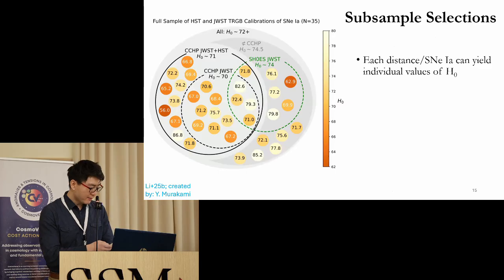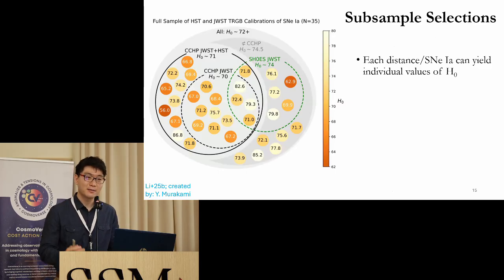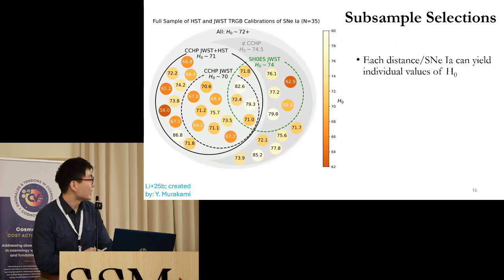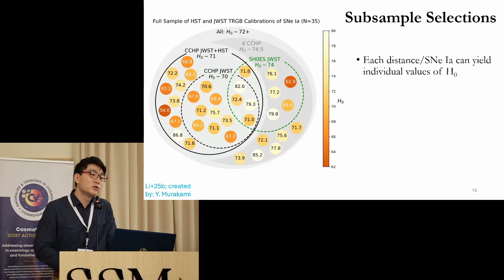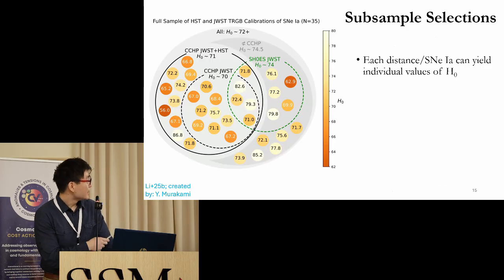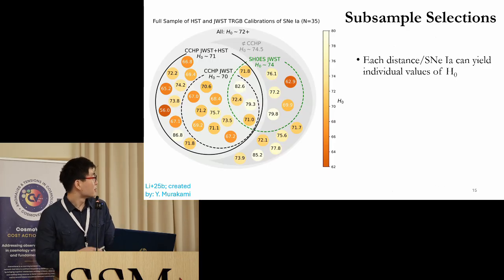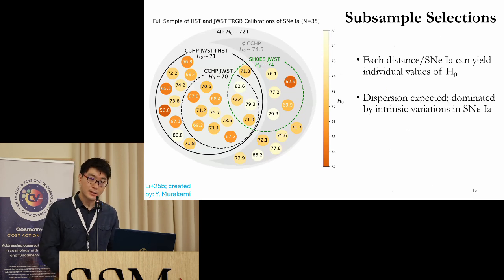So what I'm showing here on the left is a plot from my recent paper that I credit to Yukei Murakami, the grad student in my group, for designing. These orange dots here represent the individual values of H0 that you would get if you had used one type 1a supernova calibrated with TRGB to measure H0. Now, as you can see, there's quite a bit of variation. So it goes from maybe 56 to 87. That's perfectly expected. That's dominated by the intrinsic variations of the type 1a supernovae.